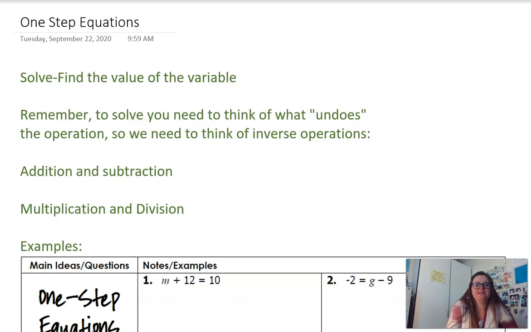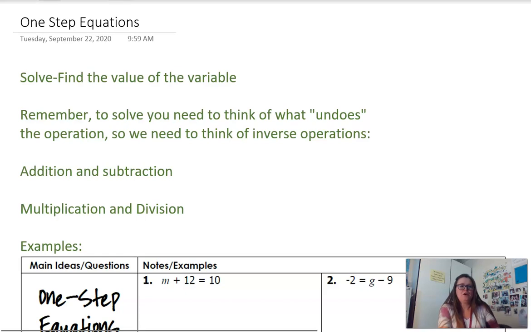So far we've practiced simplifying expressions, but now we need to talk about actually solving equations, just so that you can remember that skill before we dive into our algebra curriculum. So remember, solve means to find the value of the variable. That means now we're getting x by itself on the left-hand side of the equal sign. When we solve, we need to think of what undoes the operation. So we're thinking of inverse operations.